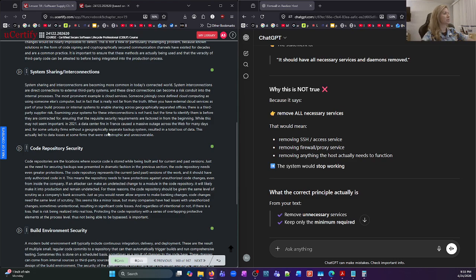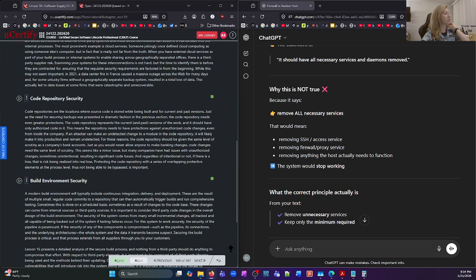When you have external cloud services as part of your build process or internal to enable sharing across geographically separated offices, there is a third-party supplier risk. Examining your systems for these interconnections is not hard, but the time to identify them is before they are contracted for, ensuring that the requisite security requirements are factored in from the beginning. While this may not seem important, in 2021, a data center fire in France caused a massive outage across the web for many days.